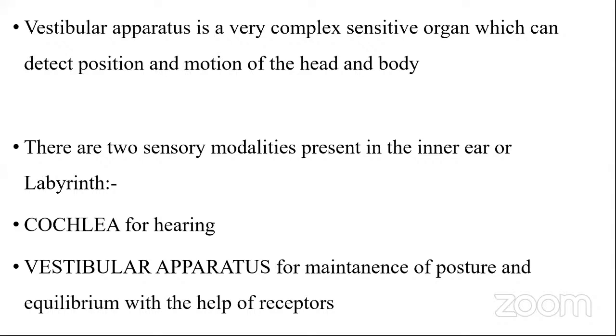So you know the vestibular apparatus can detect the position and motion of the head and body. There are two sensory modalities present in the inner ear or labyrinth. As we have told earlier, the labyrinth consists of the cochlea for hearing and the vestibular apparatus for maintenance of posture and equilibrium. These are subserved with the help of receptors.